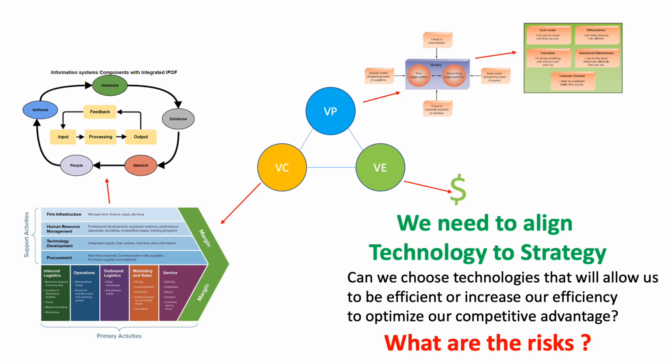How can we choose what technologies will allow us to be efficient and increase our efficiency to optimize our competitive advantage? Keeping in mind that efficiency is the ratio of inputs and outputs. So if I want to increase my efficiency, I want to be able to do more with less, or I want to use less resources to be able to do the same thing. I'm increasing my efficiency. So I'm going to be doing better. And when I'm increasing my efficiency, I'm creating or improving my competitive advantage.